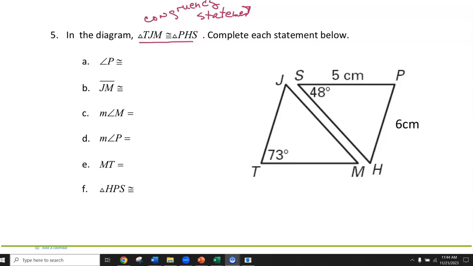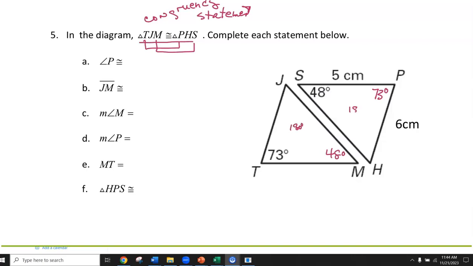I know that angle T equals angle P. So if I look at my diagram, I can make angle P 73. Why do I know that? Because I was matching up the first angles. J equals H. Angles J and H are both undefined. I can't do anything with that yet. And then M equals S. Angles M and S are both going to be 48 degrees. Now look what's happening. I am missing one angle in the triangle.